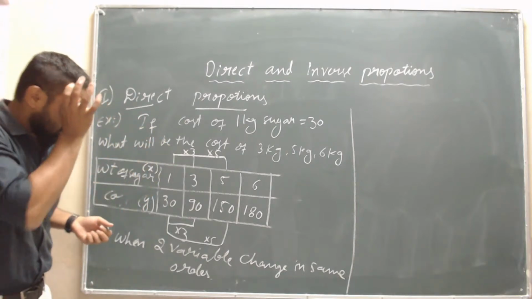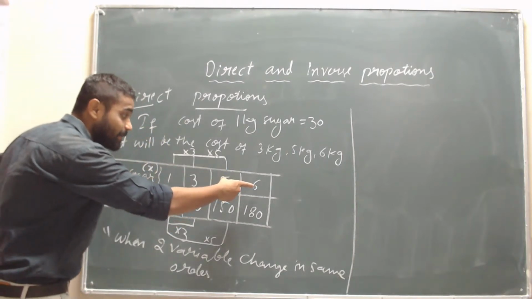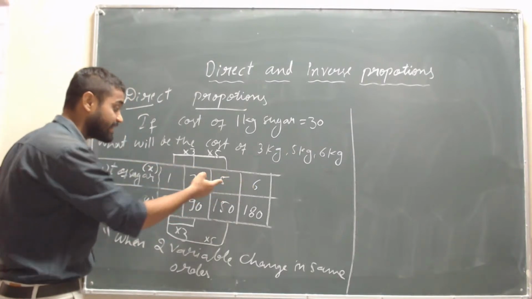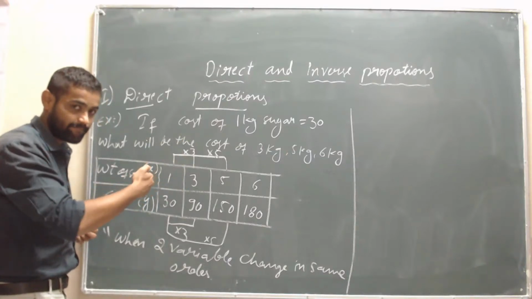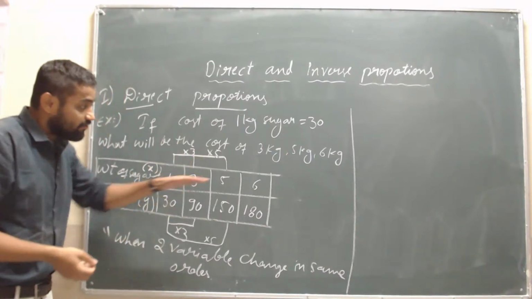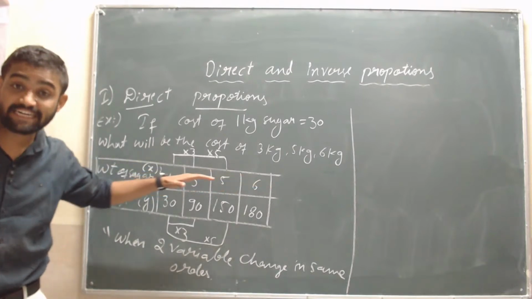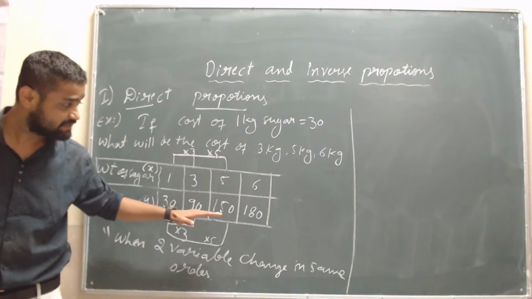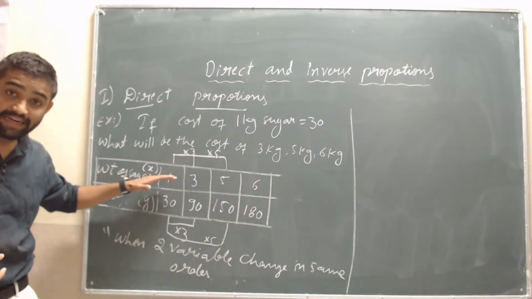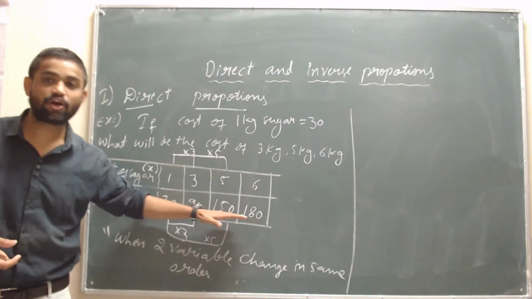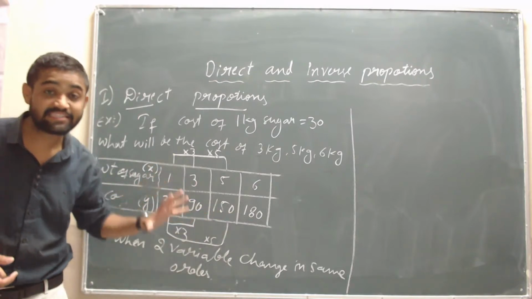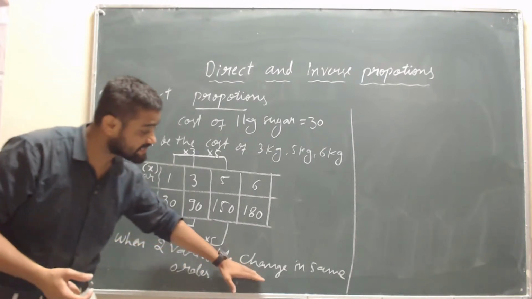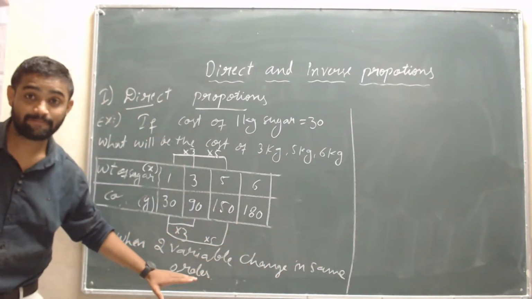Suppose, concentrate. Here the weight is decreasing, 6 to 5 kg, 5 to 3 kg, and the other way. In the opposite direction, when the weight decreases, the cost also decreases. Are you getting my point, children? When the weight decreases, the cost also decreases. And this is called direct proportion. That is, when the two variables change in the same order.